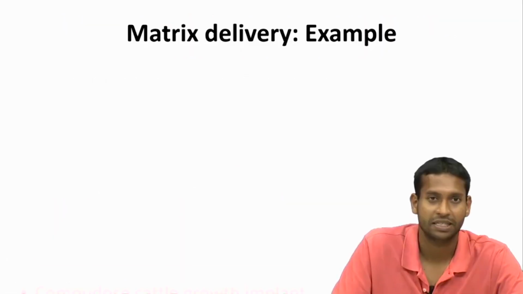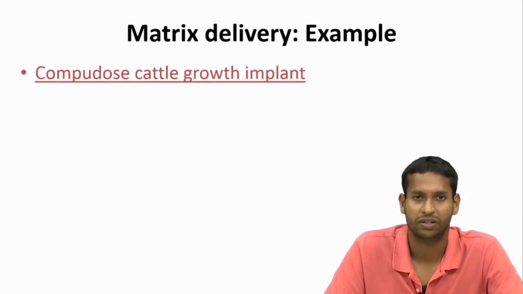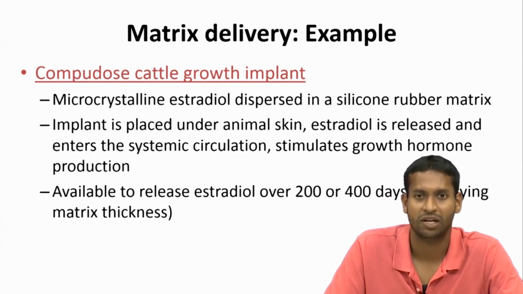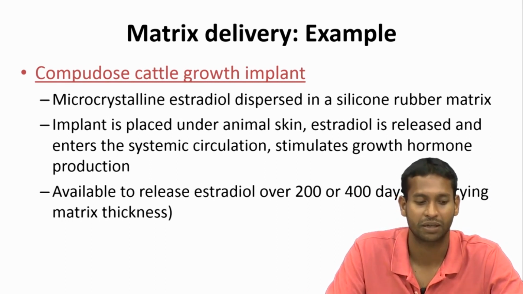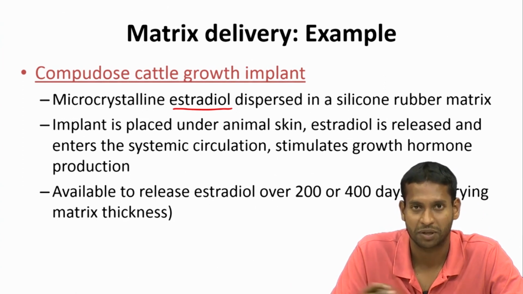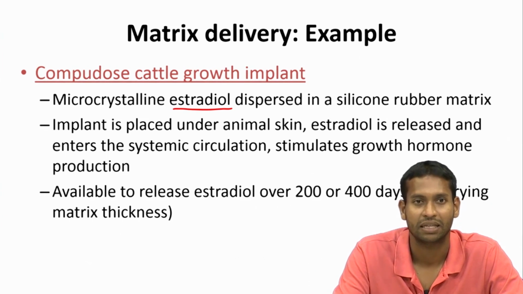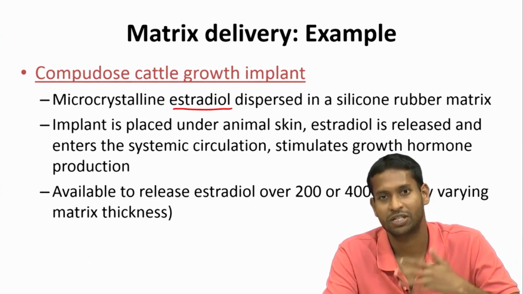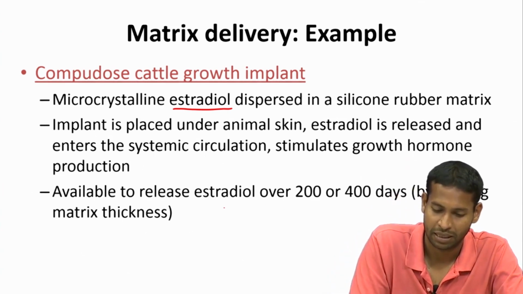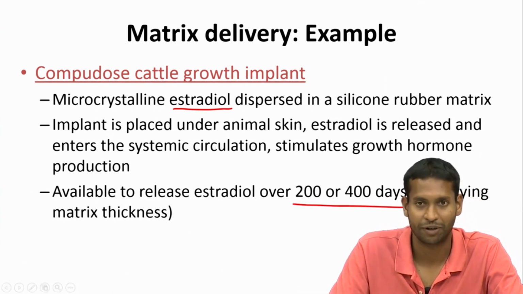Okay, so some examples of this. One thing that is widely used is a Compudose cattle growth implant. This is mainly used for cattle, and what is this? This is an implant which releases some growth hormones, microcrystalline estradiol, which is essentially a growth hormone, dispersed in a silicone rubber matrix and placed under the skin of the animal. This is then released and goes into the systemic circulation to produce growth hormone. Typically the release rate can be varied between 200 to 400 days just by varying the matrix thickness.